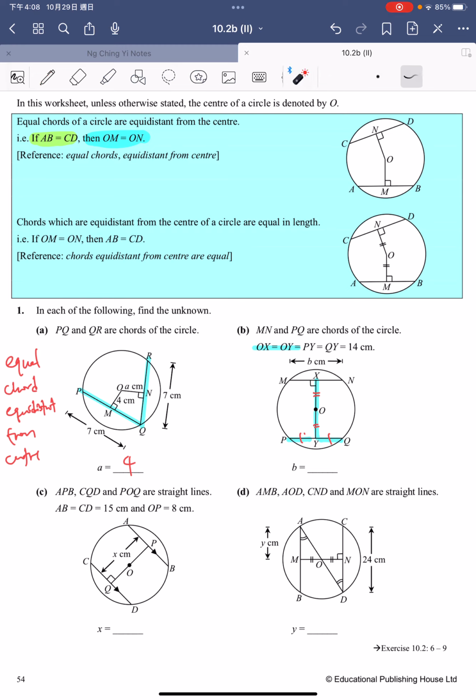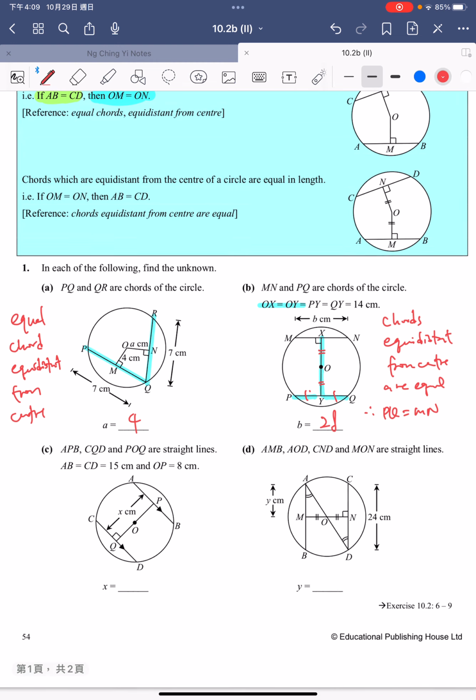As the distances from the center to the chords are equal, by using the theorem that chords equidistant from the center are equal, we can say that PQ is equal to MN. We have PY equal to 14, so MN is equal to double 14, which gives you 28.